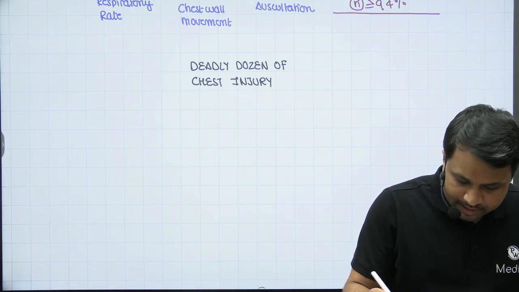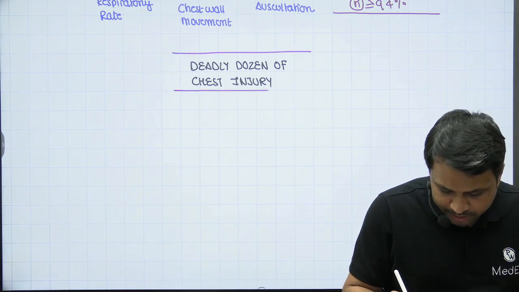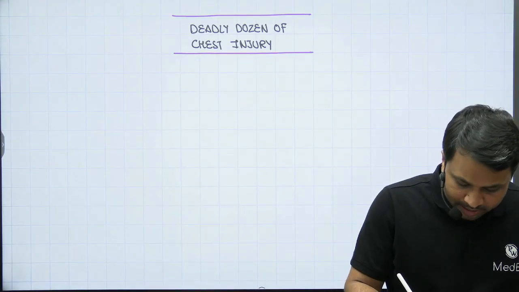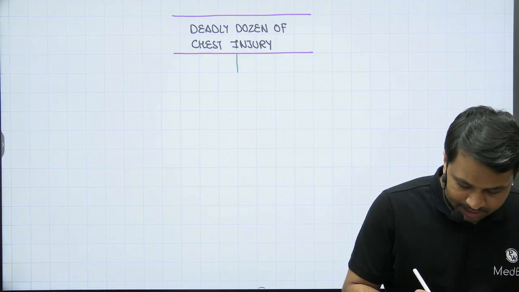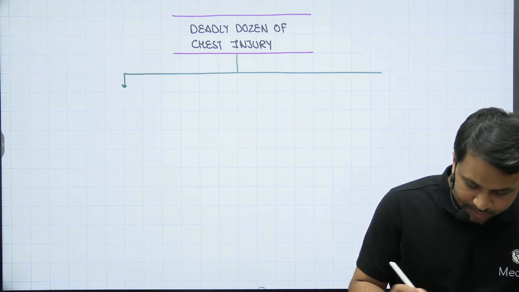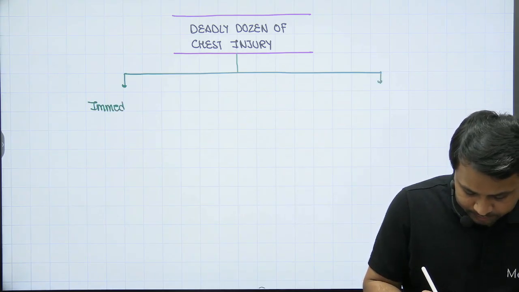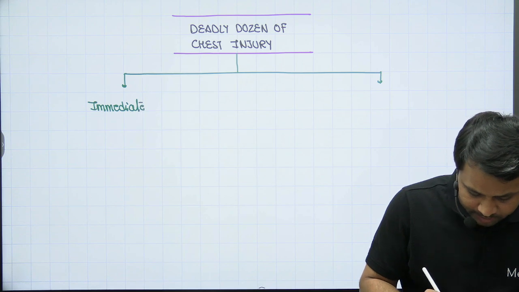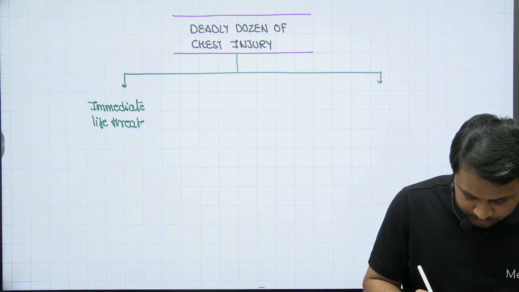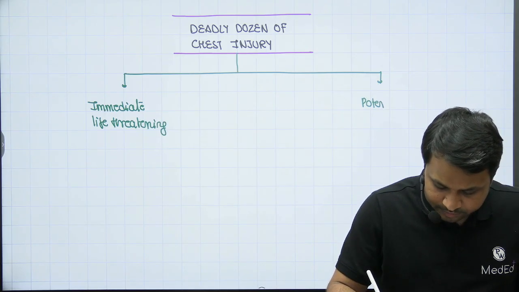Now, in the deadly dozen, as the number dozen says, 12, there are 12 injuries which are dangerous and which can occur in the chest. We divide the deadly dozen into two categories. One, we call immediate life threatening. Another one is potentially life threatening.